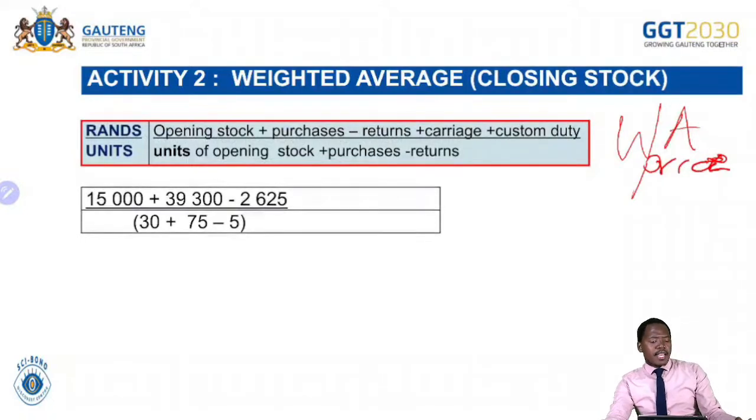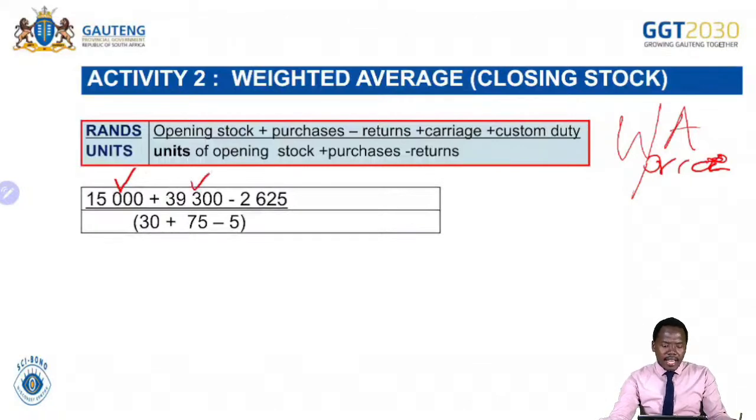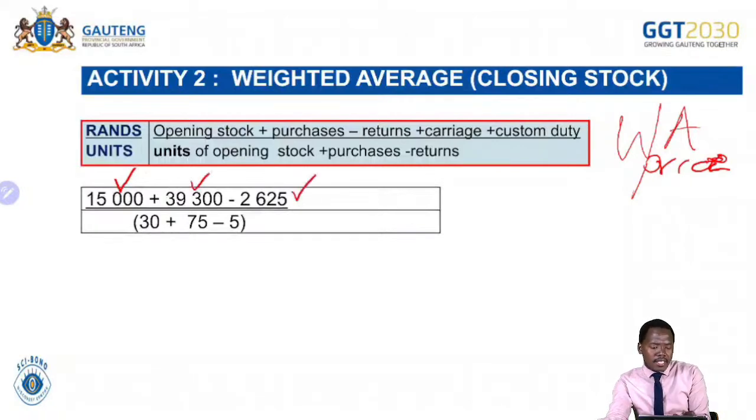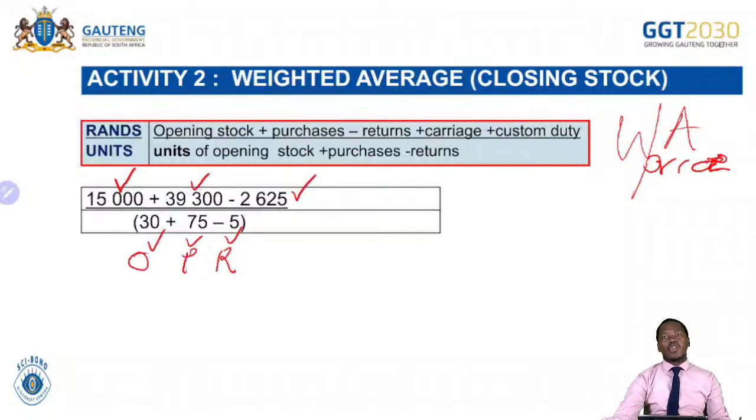Right, now, Grade 12, I'm going to take my opening stock. If you refer back, we are given the opening stock of 15,000. And then we have our 39,300. And then minus our returns of 2,625. And then we divide that by 30, plus my purchases minus my returns. Remember, this is my purchases, this is my return, this is my opening stock. That is OPR: Opening stock, Purchases, and Returns. Remember, I have my OPR at the bottom.